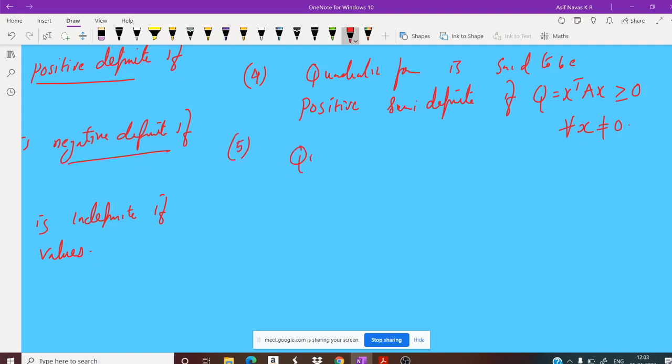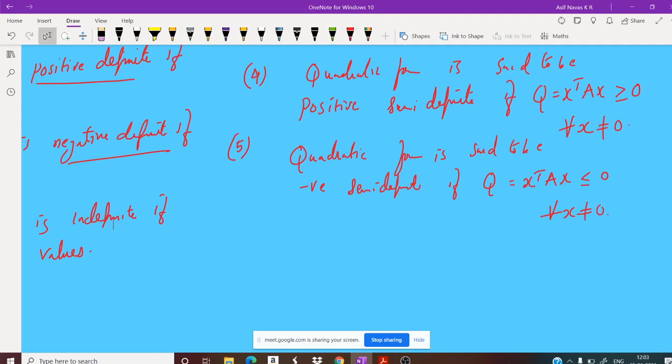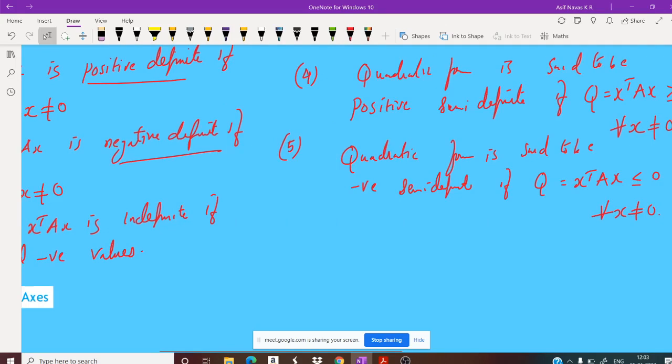And a quadratic form is said to be negative semi-definite if Q equal to x transpose Ax is less than or equal to 0 for all x not equal to 0. So these are the definitions for positive definite, semi-definite, and indefinite.